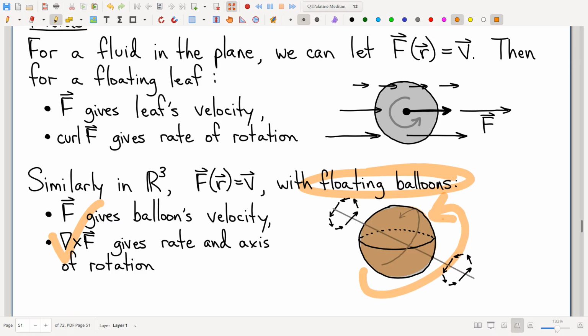Does that make sense? Everybody buying it? Everybody see the analogy, how it's the same idea, just appropriate to 3 dimensions?